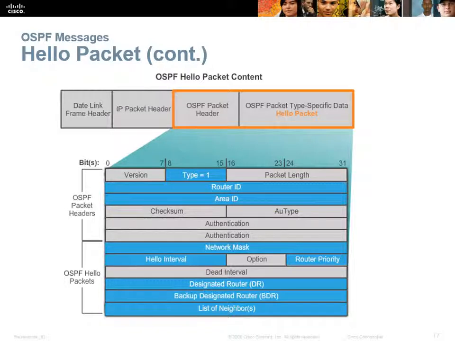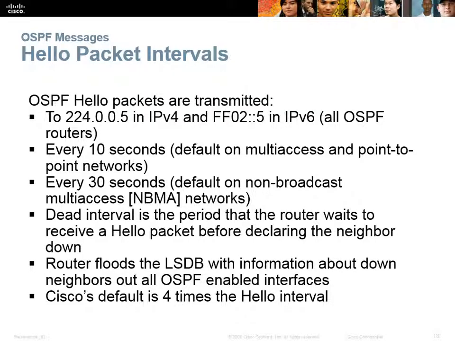This is what you would see if you were to look at that packet. And of course, you'd have packet information up here, which would be your MAC address and IP address of where it's going. OSPF hello packets are transmitted to 224.0.0.5. So if you want to look at OSPF only, look at 224.0.0.5 in your network. Or FF02::5. Okay?